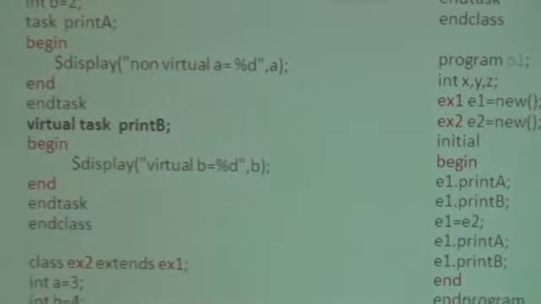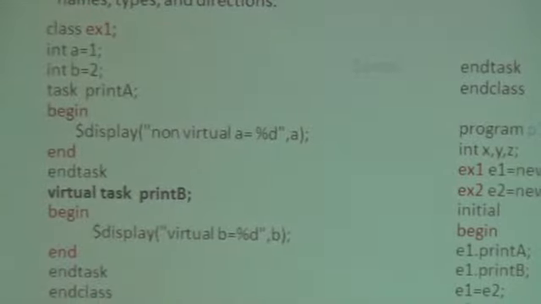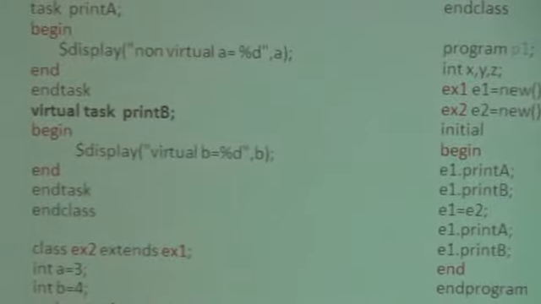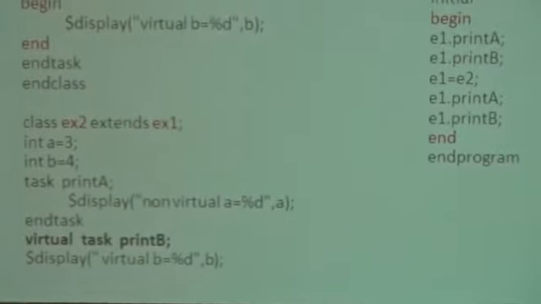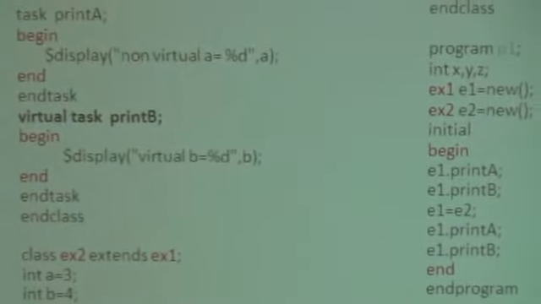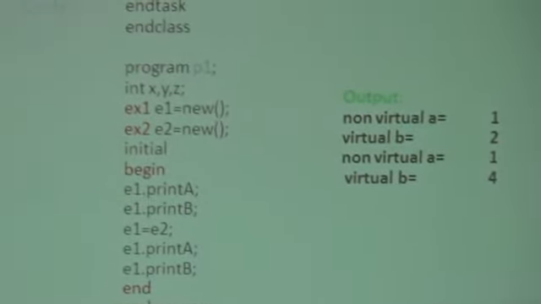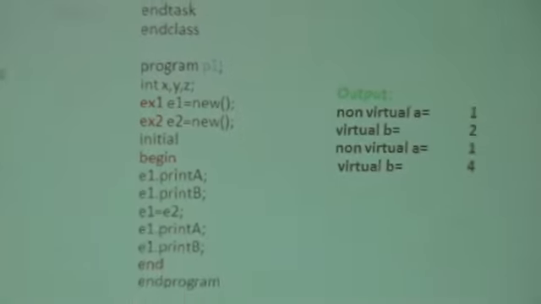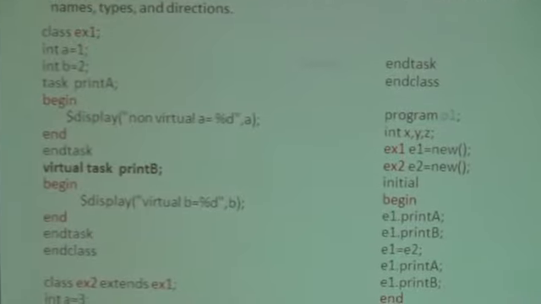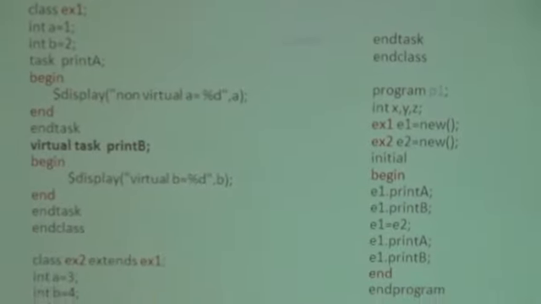But for b, if it were not overridden, it should reflect the value b is equal to 2, but it reflects the value b is equal to 4. That means the task defined with virtual in the parent class is overridden by the task defined with virtual in my derived class, print b. In this manner, the values get overridden. That is why we say that the virtual method acts as a prototype, which is later overridden by the derived classes.